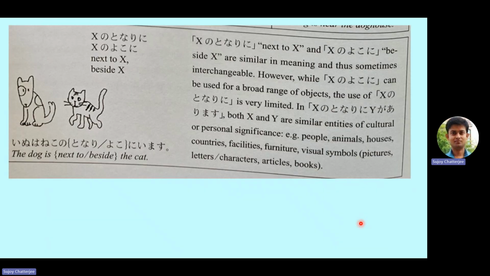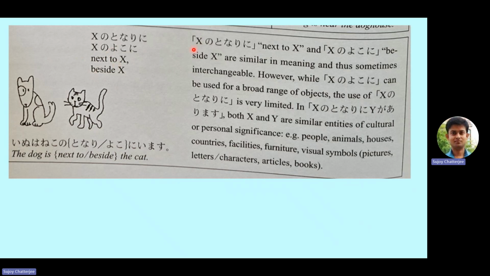One more. X no tonari ni, X no yoko ni. Tonari means next to X, and yoko means beside X. So there is a difference. Where you want to use next to X, you write tonari. When you want to use beside, you use yoko. So inu wa neko no tonari ni imasu, or inu wa neko no yoko ni imasu. The dog is next to the cat, the dog is beside the cat. In certain cases, both may be interchangeable.